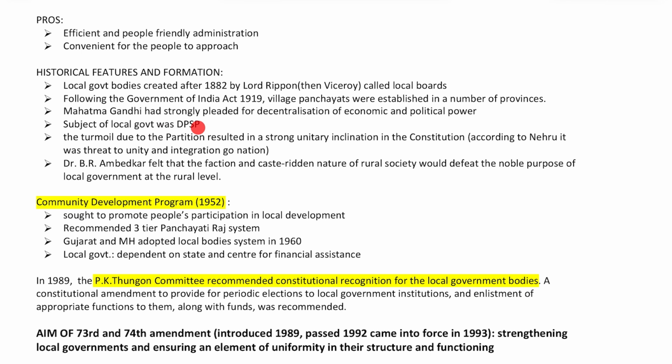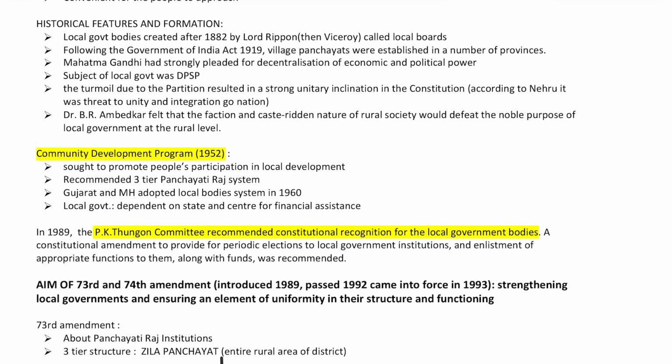The turmoil due to the partition resulted in a strong unitary inclination in the constitution. According to Nehru, it was a threat to unity and integration for the nation. Dr. B.R. Ambedkar felt that the faction and caste-driven nature of the rural society would defeat the noble purpose of the local government at the rural level. Hence, there were different programs.